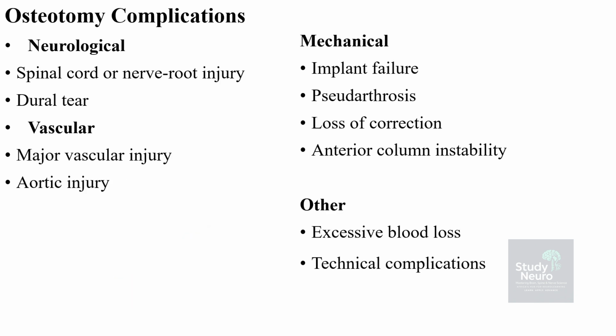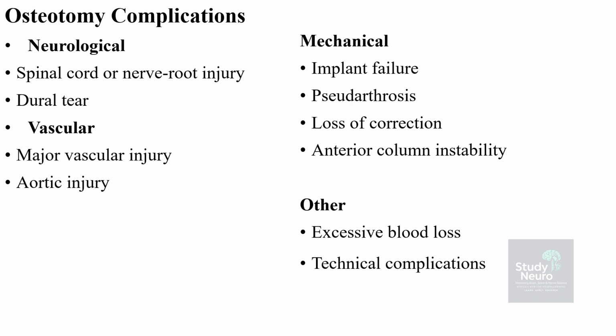Corrective spinal osteotomy is a major procedure, and complications can affect several systems. Neurological injury may involve the spinal cord or nerve roots, while a dural tear can lead to cerebrospinal fluid leakage and related problems. Vascular complications are less common but potentially severe, particularly when major blood vessels or the aorta are injured during correction. These risks require careful preoperative imaging and surgical planning.